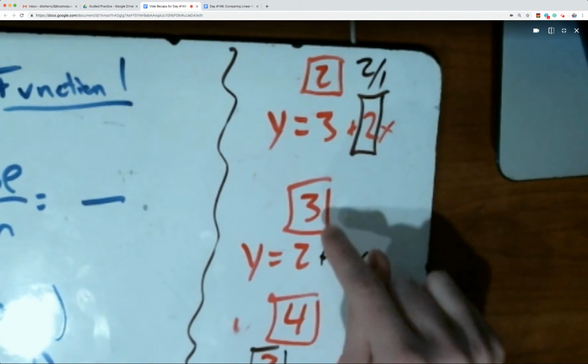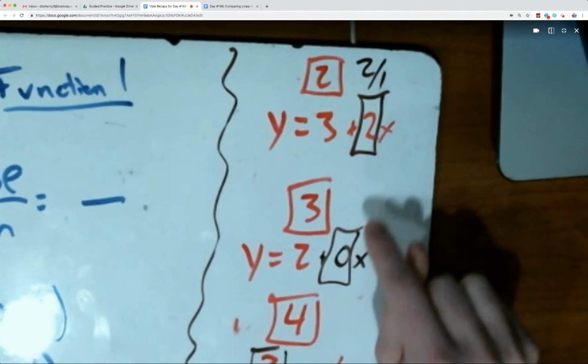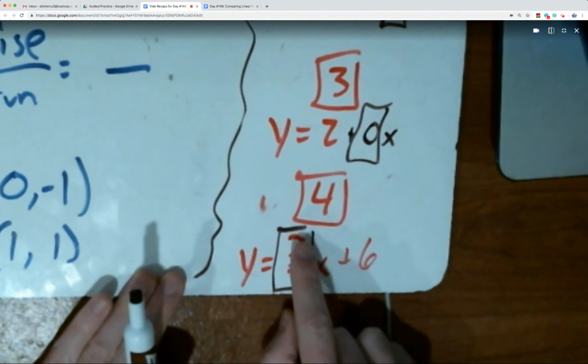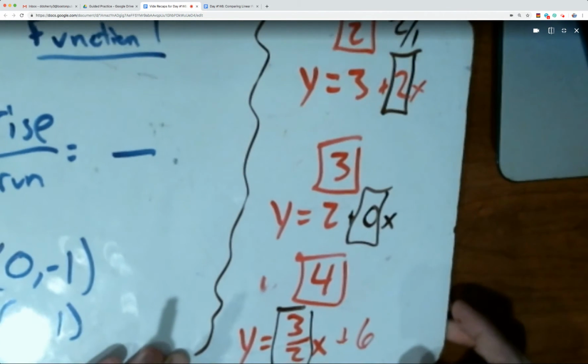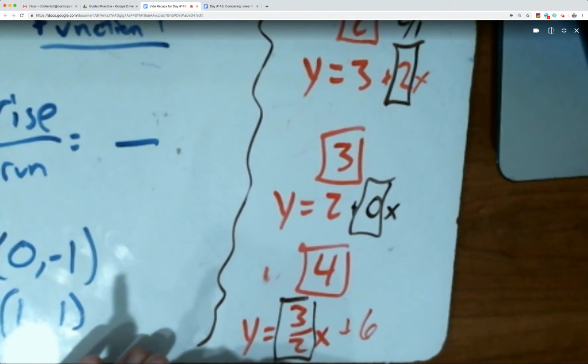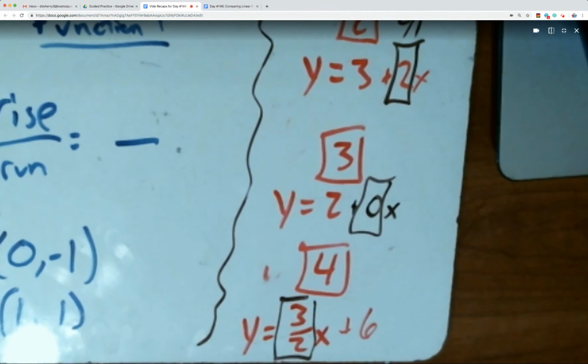So 2, 3, and 4 each actually have a different slope. Slope of 2 over 1, a slope of 0, and a slope of 3/2 for the equation when we look at equation 4. So now we really just need to know for the graph, does it have a slope that's equal to 2 over 1, 0, 3/2, or to none of those?